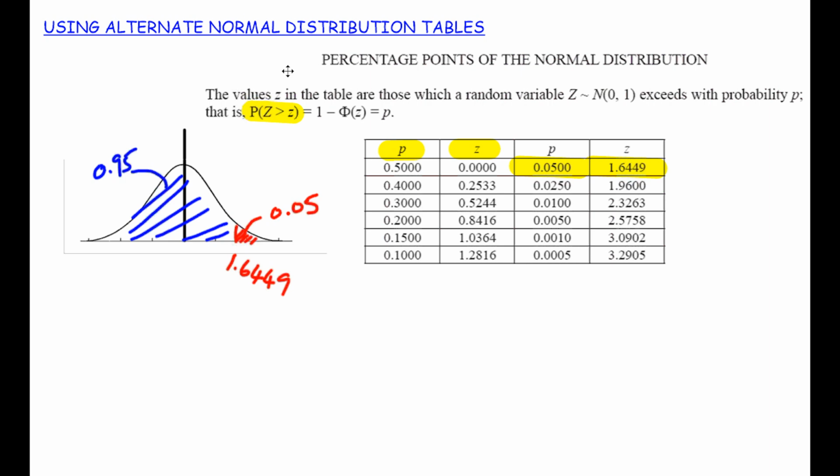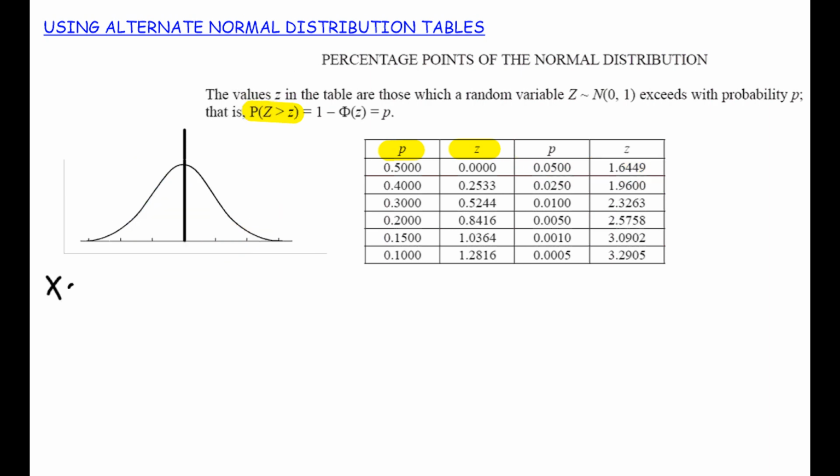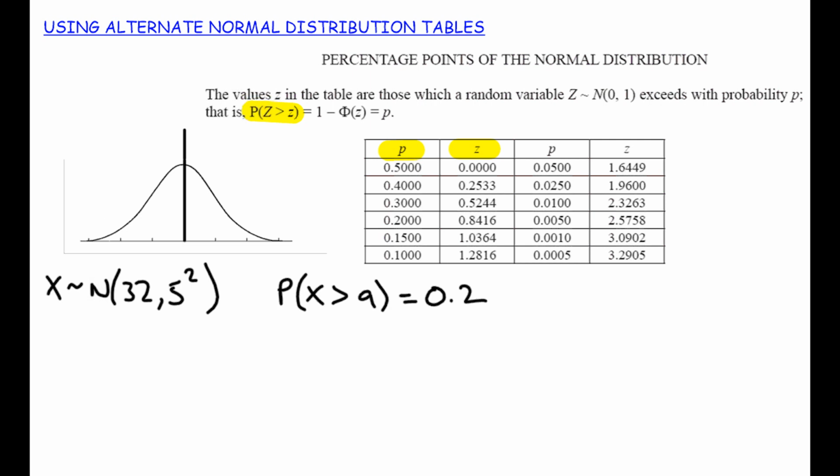All right, so questions in whichever way they want may ask you to refer to these percentage points and to these alternate tables. Okay, so let's look for a situation where that might be the case. So if we had the distribution x follows a normal, 32 and 5, probability that x is greater than a equals 0.2. All right, what is the value of a?